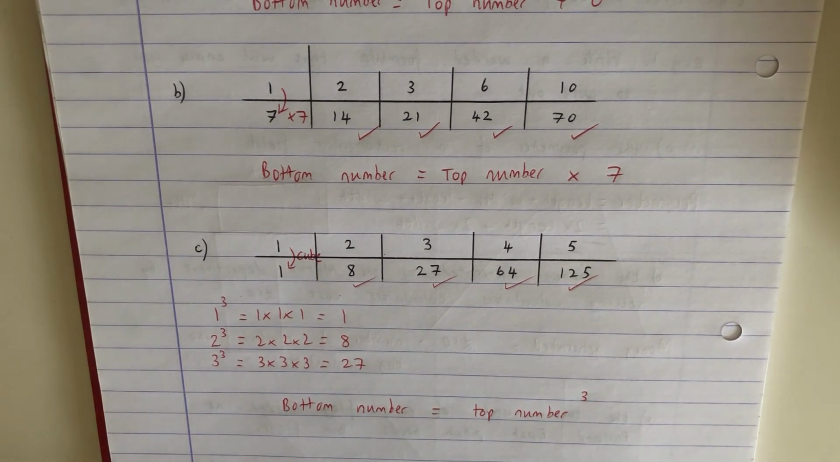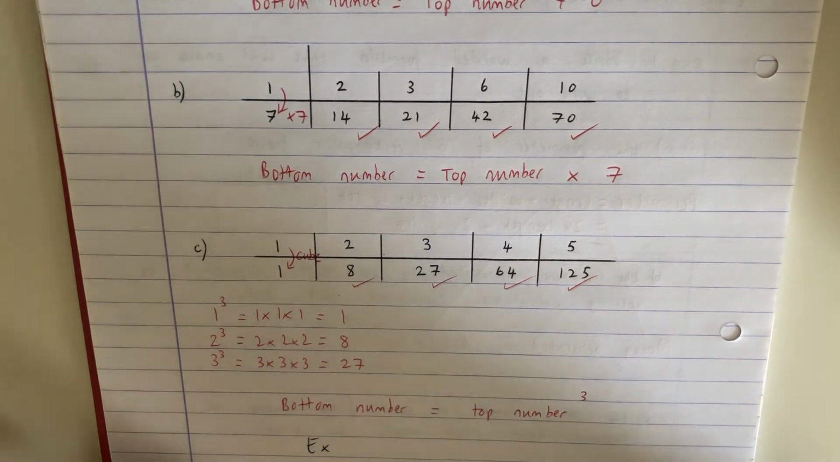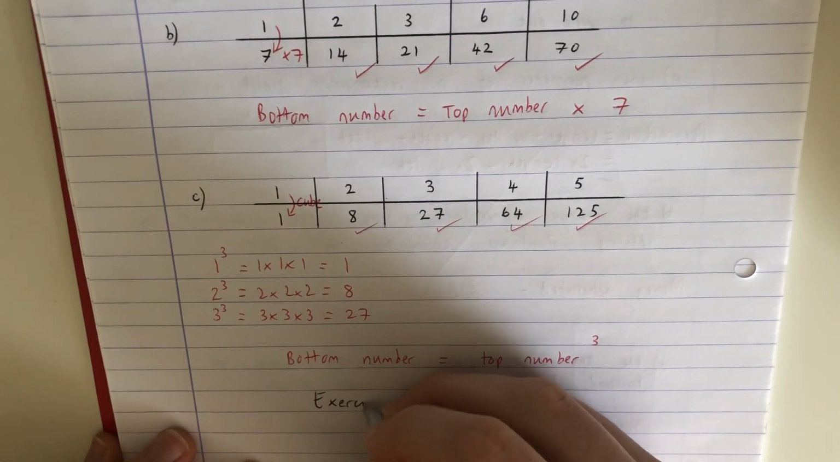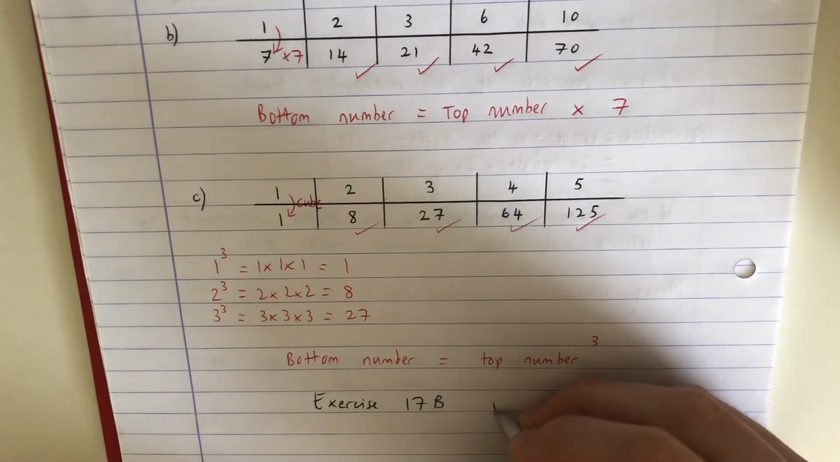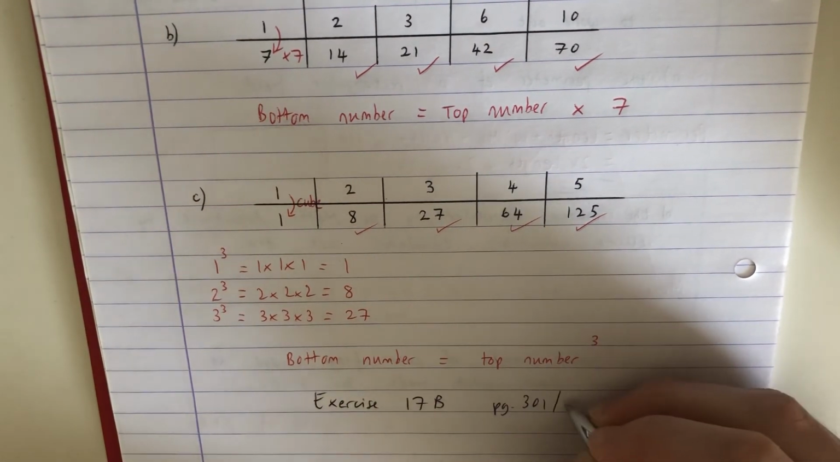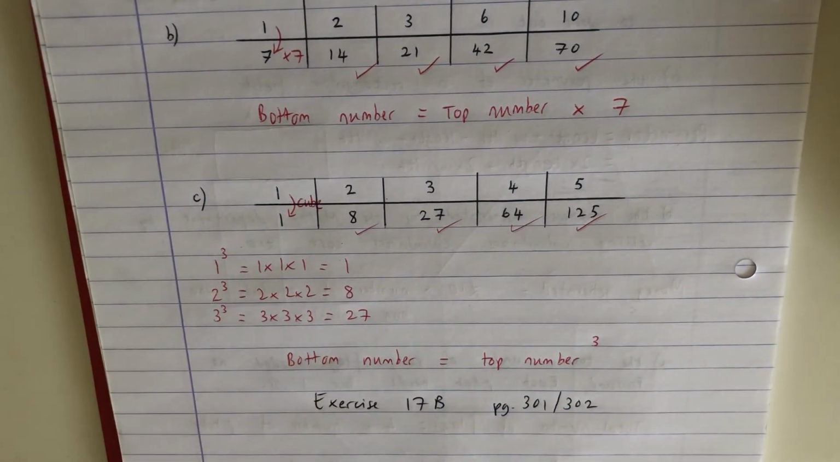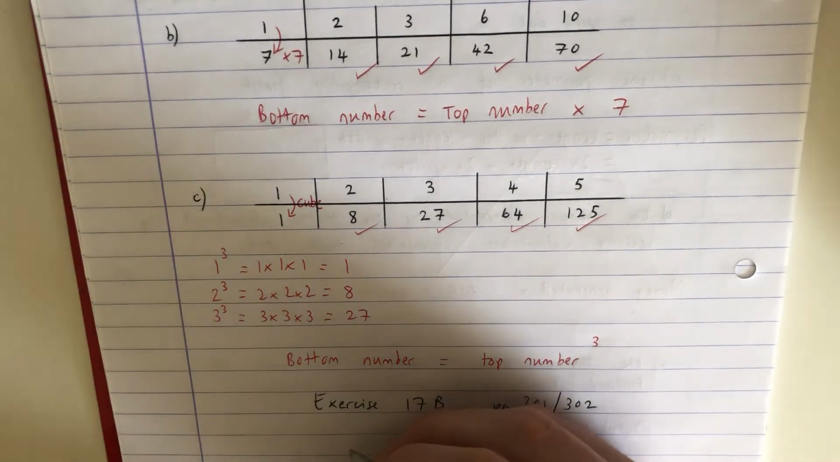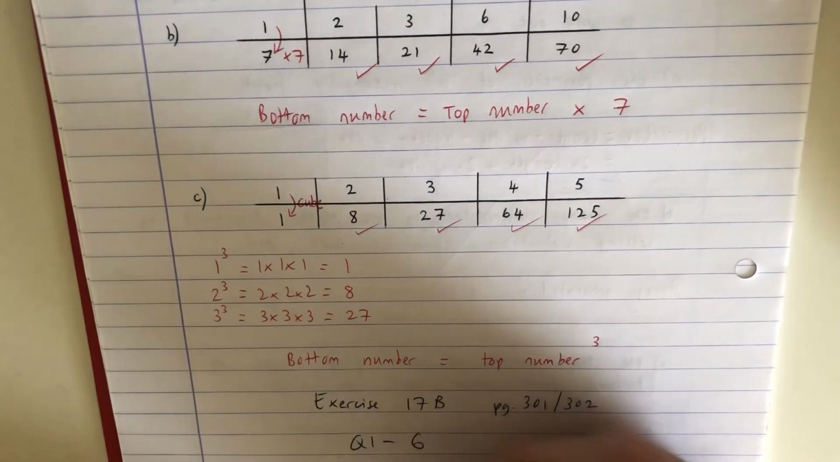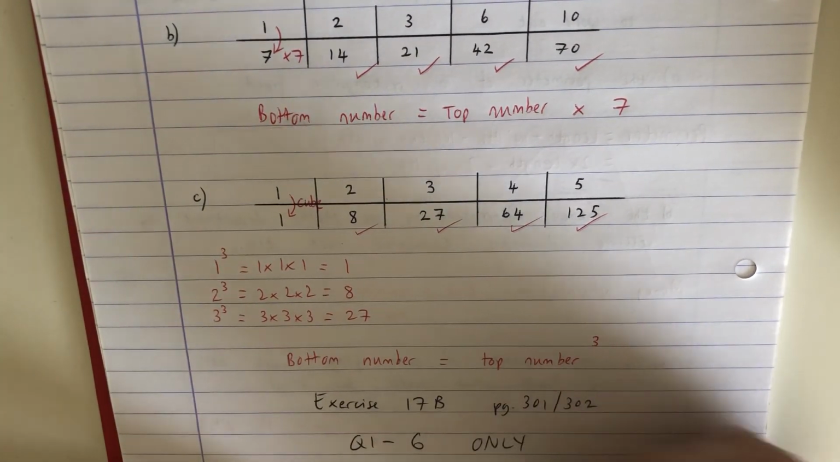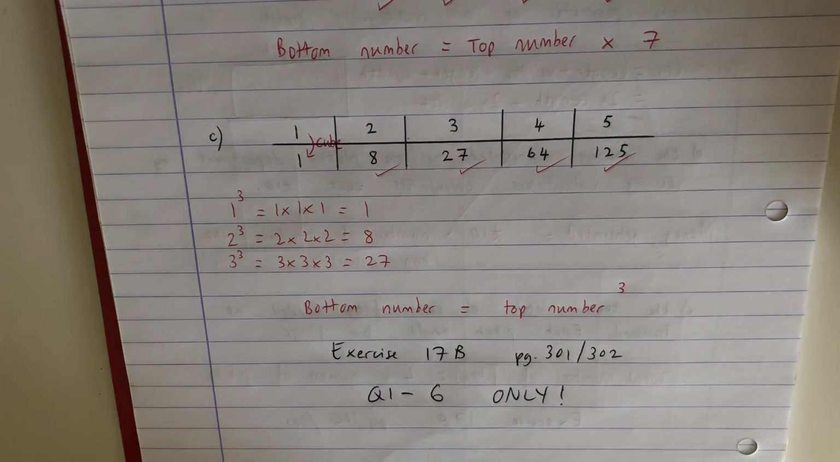Now you've got to do some questions from the textbook, and we are looking at exercise 17B, which starts on page 301 and goes on to 302. But I don't want you to do every question. You're only doing questions 1 to 6.